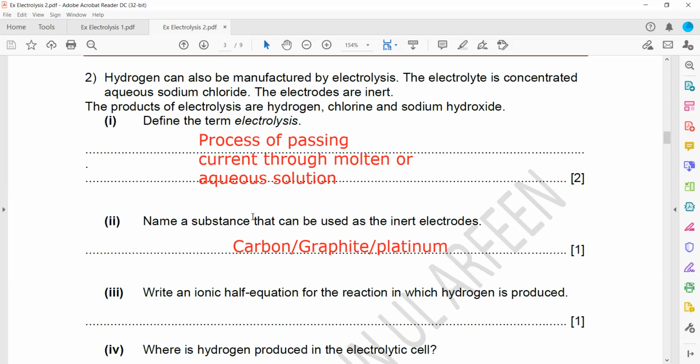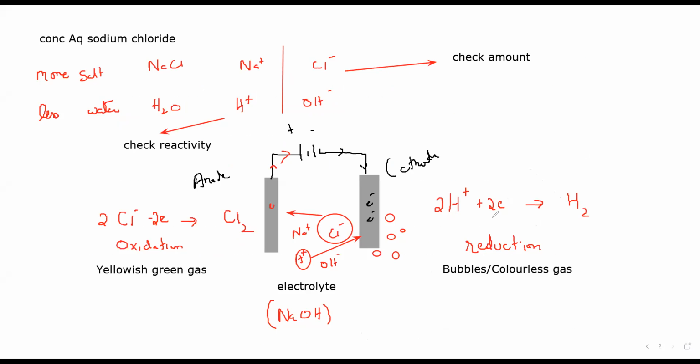Then they're asking, write the ionic half equation in which hydrogen is produced. As we already wrote the equation for the production of hydrogen, hydrogen ions gain electrons and turn into hydrogen molecules. So we have to write the ionic half equation for this.